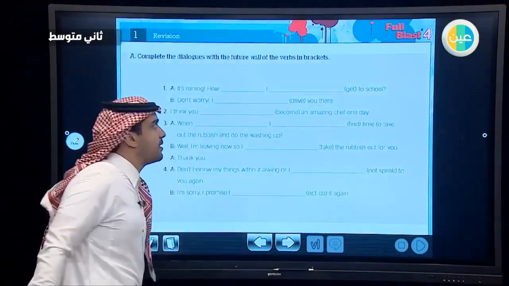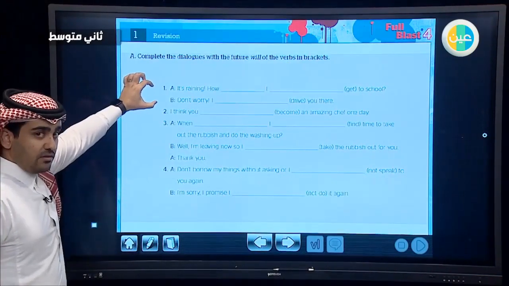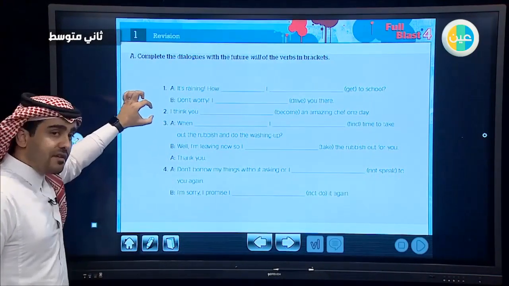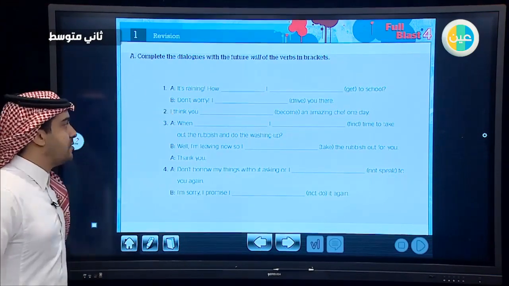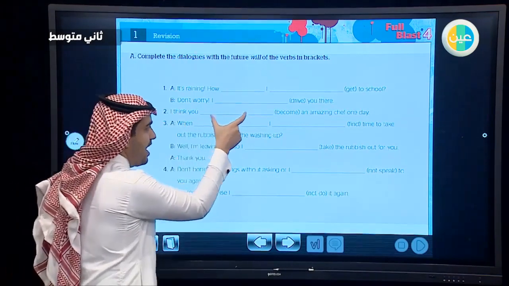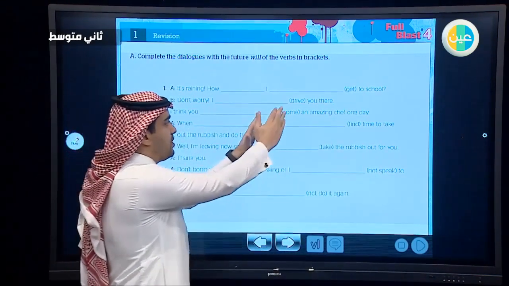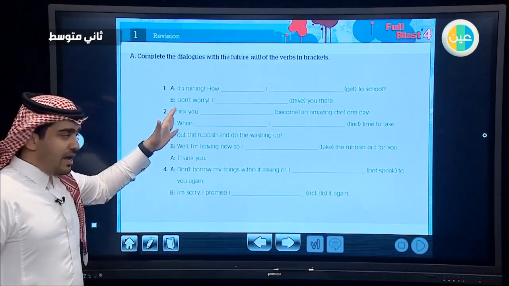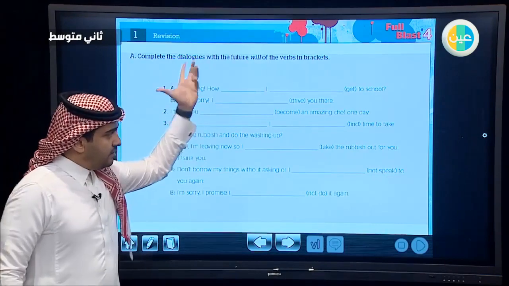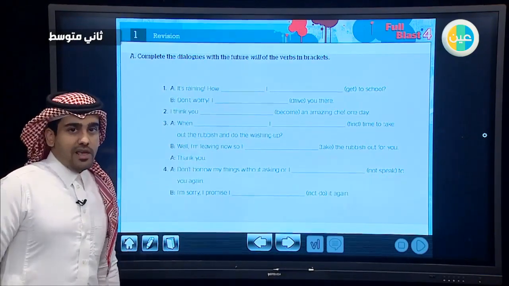Let's go back to exercise A. Let's skip one for now, we'll do this later. Let's start with the affirmative sentences. This is number 2, so start with me on number 2. I think you blank an amazing chef one day. We have the verb become, which means to become. I think you blank an amazing chef one day.